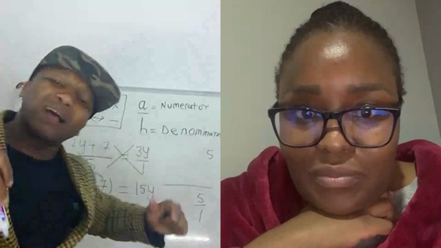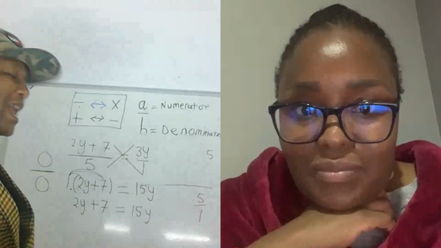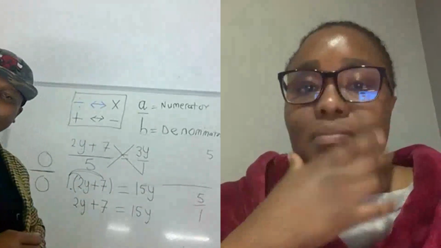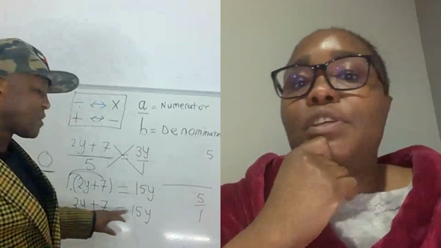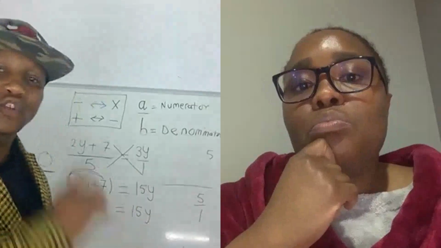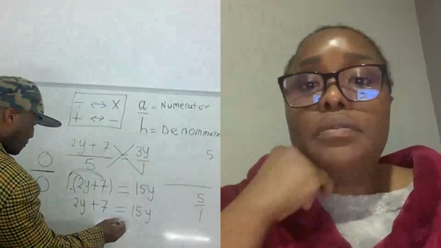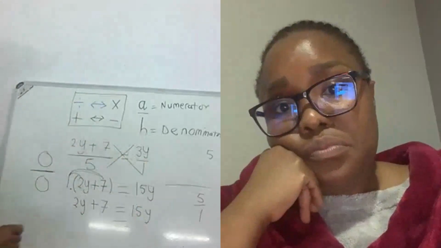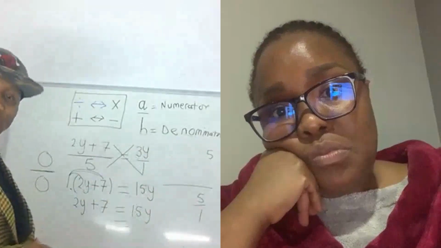Those like terms must be together. Put those like terms together. Now, which are like terms here? 2y and 15y. It can go either way, wherever you want to take. So you write your equal sign first, so you don't make mistakes. The like terms must be on one side. Which one is going to go where?